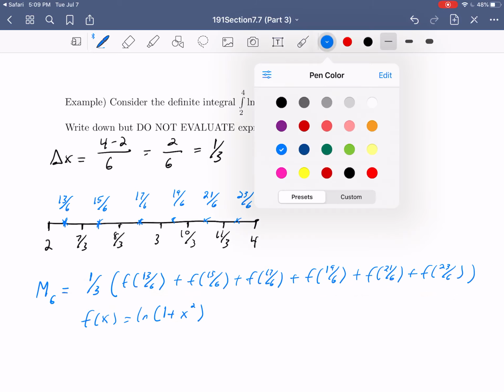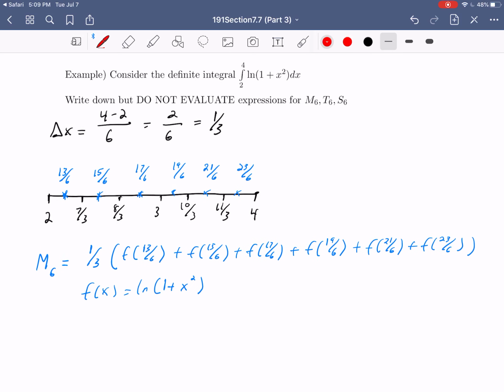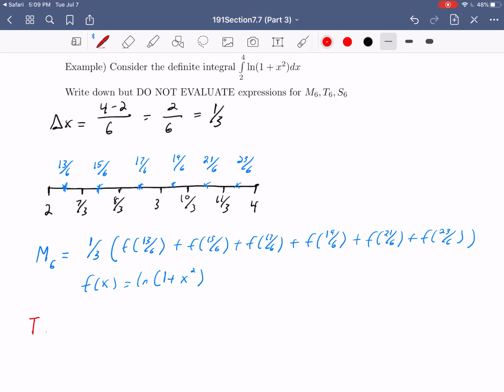All right, let's go ahead and do the trapezoidal rule. So now we'll go ahead and do T6. Remember, for T6, you will use each of the original values, not those midpoints, but each of the ends of each interval from the partitions. Then outside of this, we're going to have our delta x over 2. Then remember, for the trapezoidal rule, the first one, f of 2, has no coefficient.